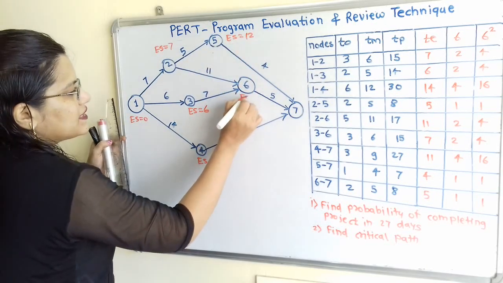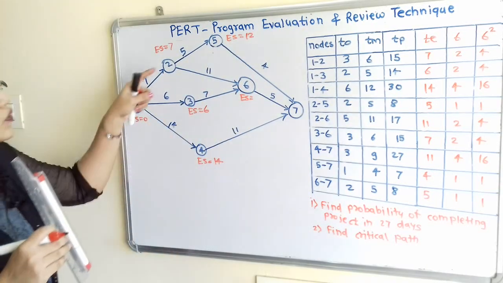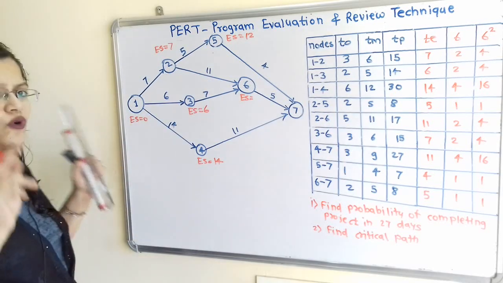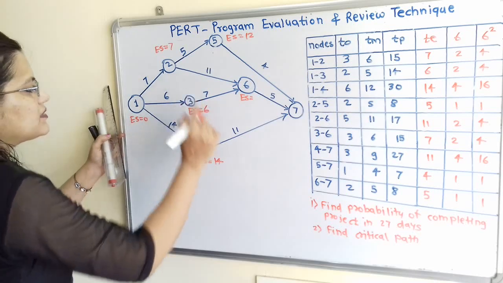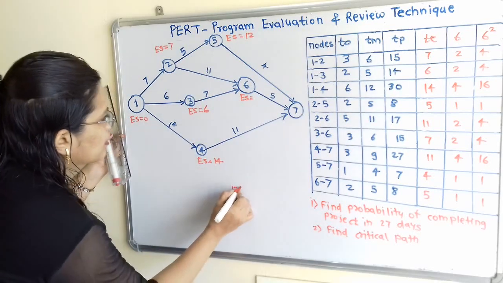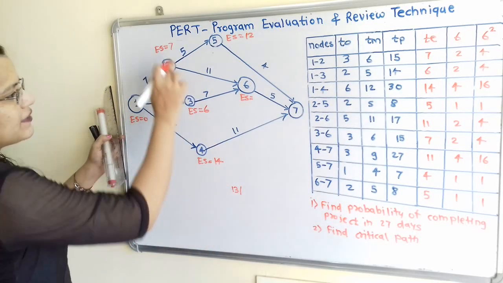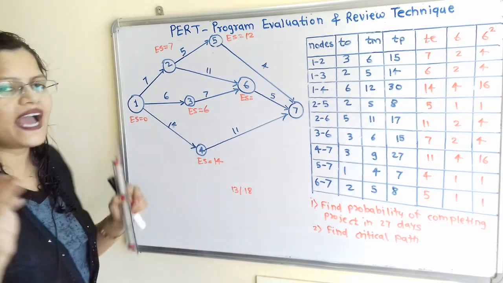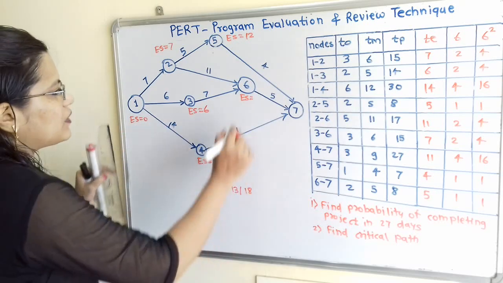At node 6 ES is equal to. Now here two incoming arrows. So there are two values, or two options. So 6 plus 7. So first option is 13. 11 plus 7. That is second option is 18. Now we have to choose the highest value. So highest value is 18.